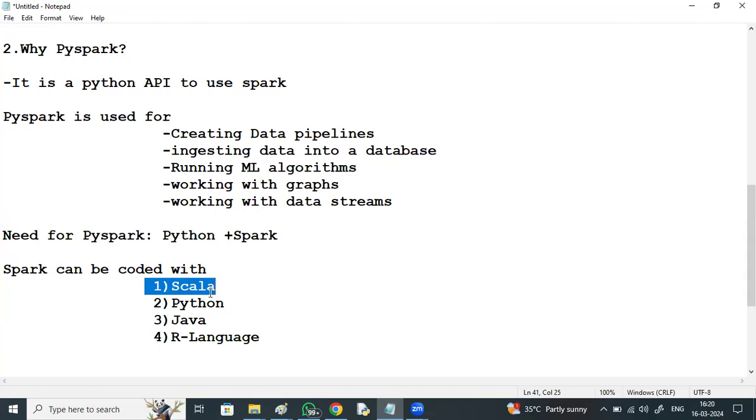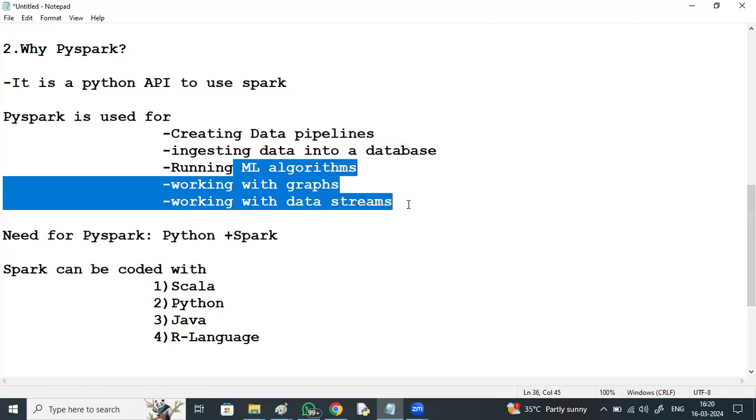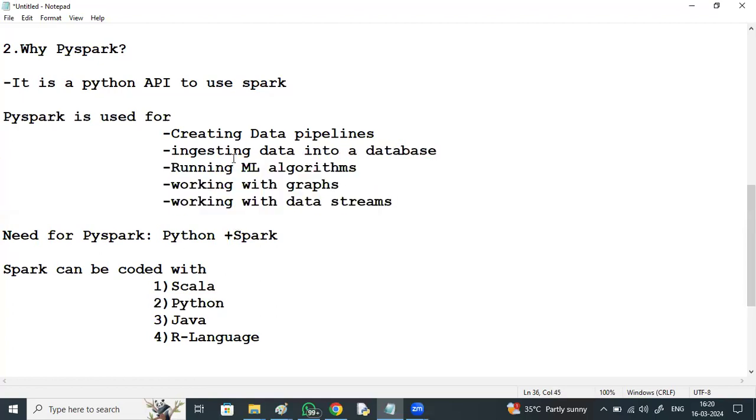But in the last 2-3 years, the usage of PySpark has increased a lot. That means Spark with Python implementation, where Python has a rich set of libraries, especially for ML algorithms, for graphs and for data streams. Especially ML, Python has a rich set of libraries for this.